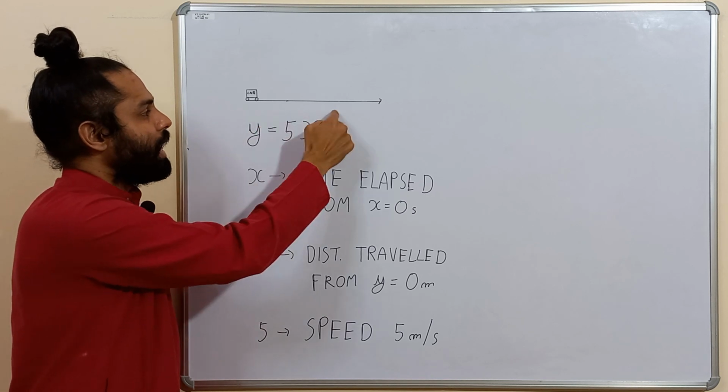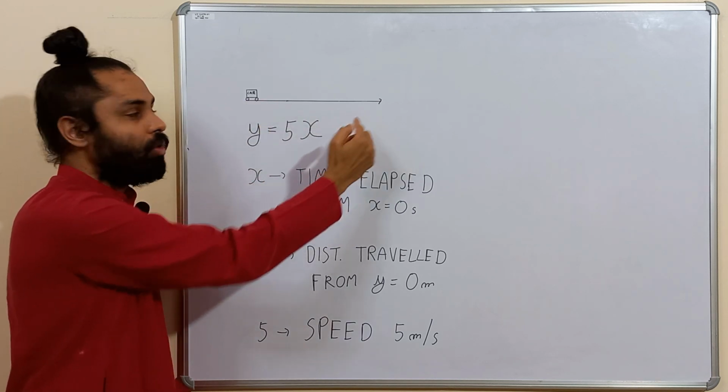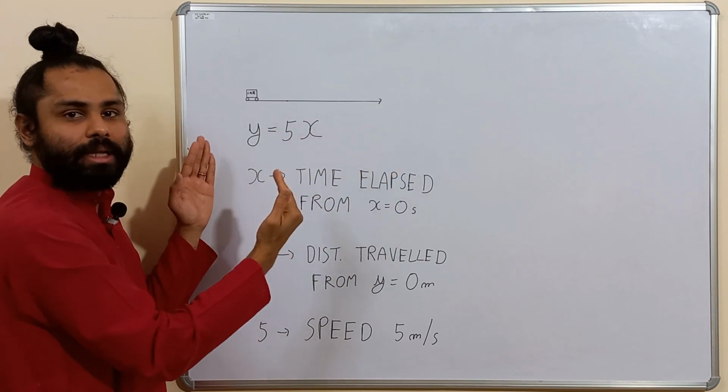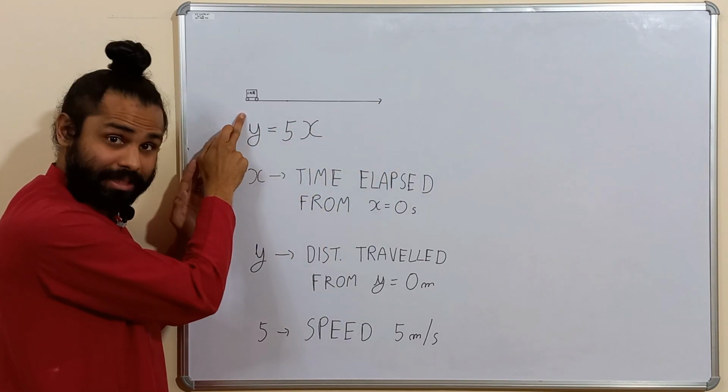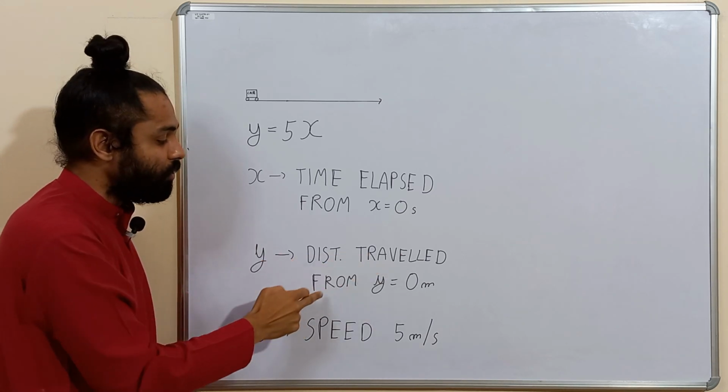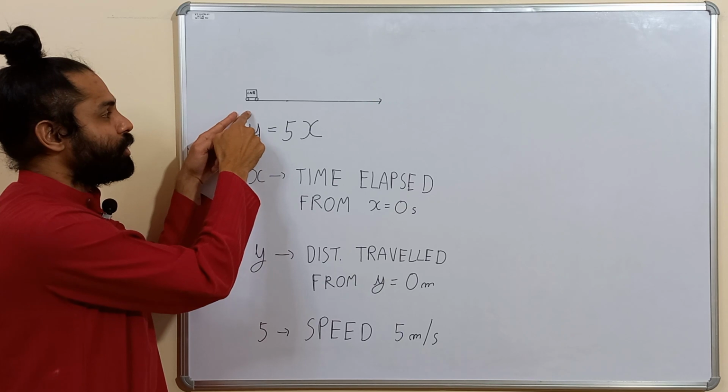And as the time elapsed, the car kept traveling on the straight road, and at different points in its journey, we could measure the distance that it has traveled, again from the start. The distance is represented using the letter Y. Distance traveled from the start. The start is again measured from here.